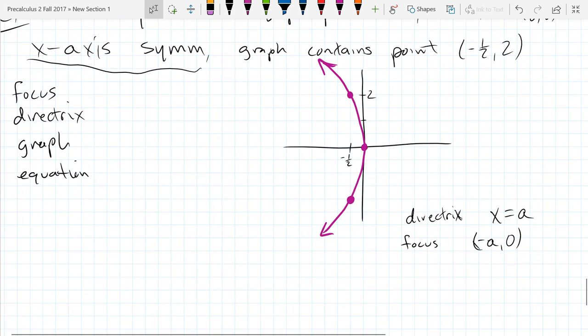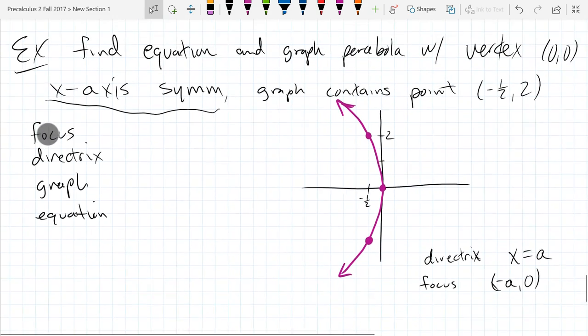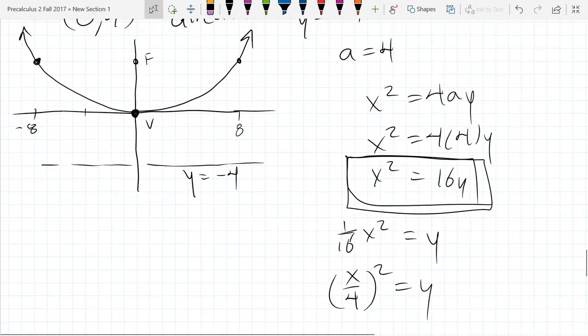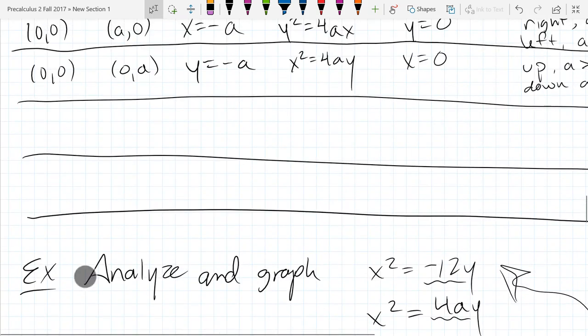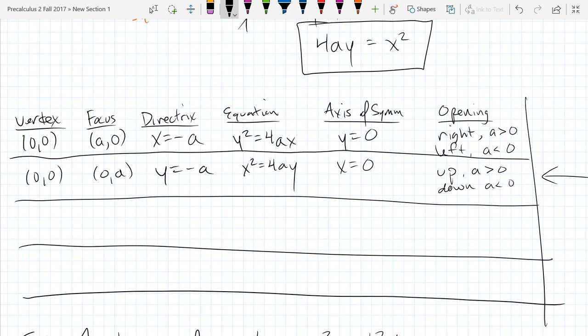All right, now we know this much. How in the world can we figure out a? Let's think about what row of the table we are on. We have x-axis symmetry. So that means we're on row 1 right here. x-axis symmetry means y equals 0 is our axis of symmetry, or I should say y equals 0 is the horizontal line. So my equation is going to look like y squared equals 4ax. I'm using the equation right here: y squared equals 4ax.